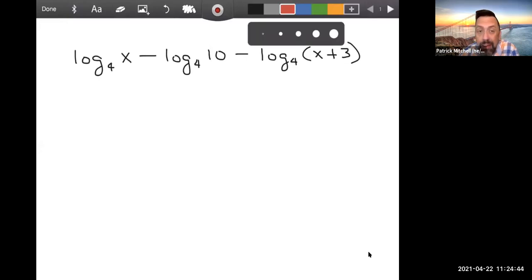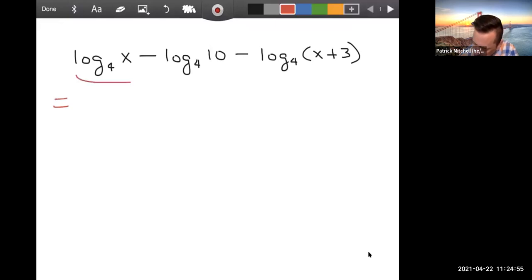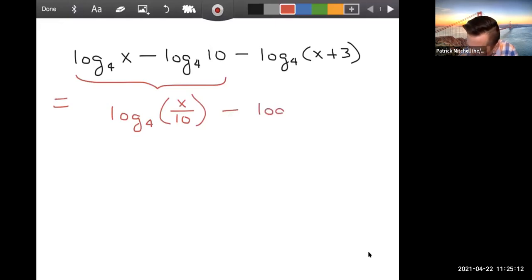So you do have to be careful with differences, especially. So I'm just going to take these 2 terms at a time, and I'm going to go from left to right. So what I would do first is combine these 2 logarithms into log base 4 of x over 10. You don't technically have to put parentheses there, but it does make it a little clearer, I think.